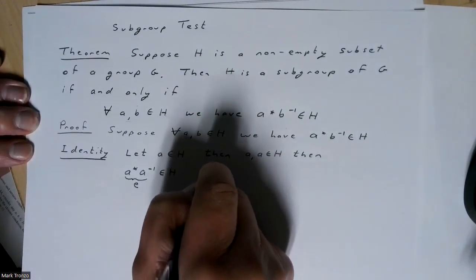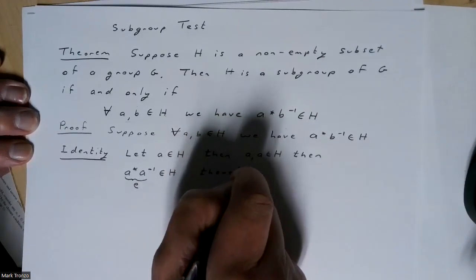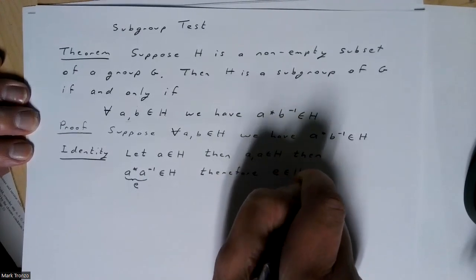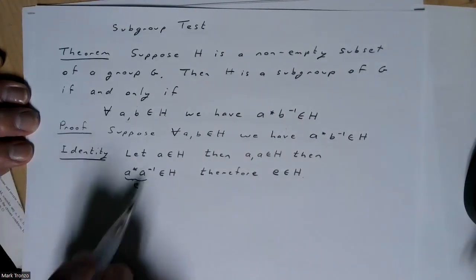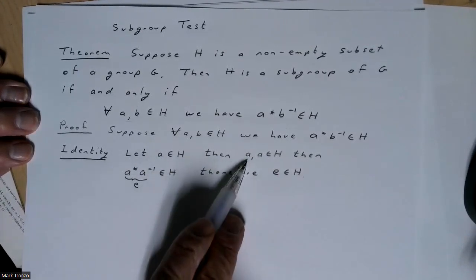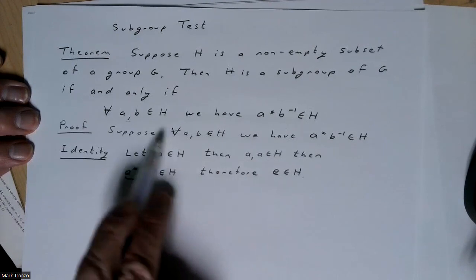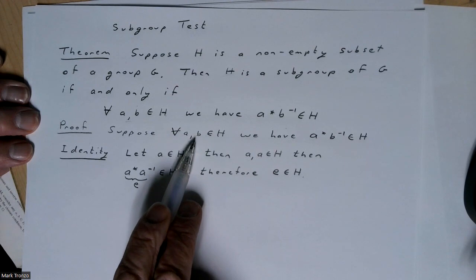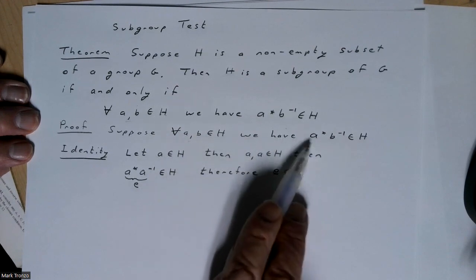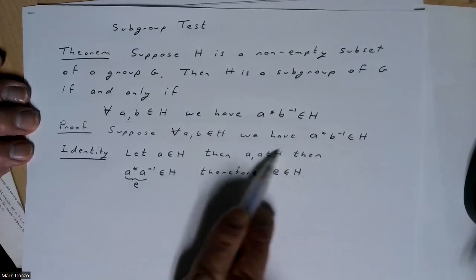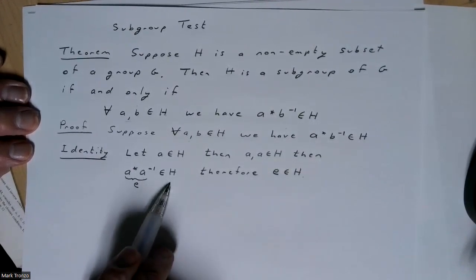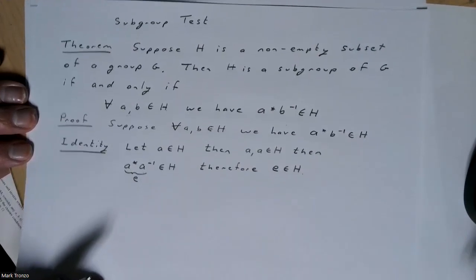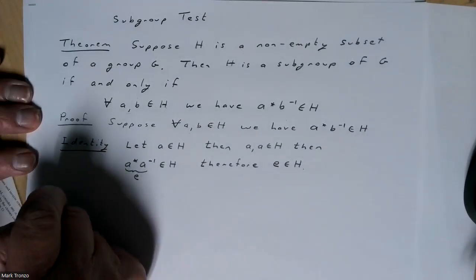So therefore, the identity is in H. So we took any typical element and said it's in there. And based on our assumption here, for all A and B in H, we have this is in H, so we just took A here, and then the inverse here, and that's in H by our assumption. And then this is the identity. The identity's in H. Next, let's check the inverse.